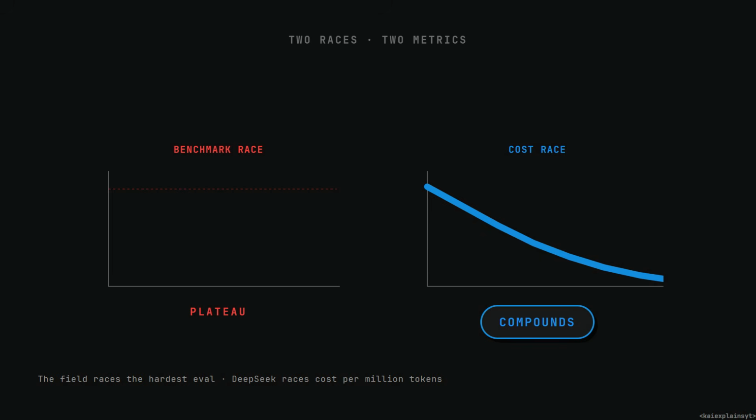It also points at a different competitive strategy from everyone else's. The rest of the field is racing on benchmark scores, chasing the highest number on the hardest eval. DeepSeek is racing on what it costs to run 1 million tokens. Winning on cost compounds in a way that winning an eval does not.